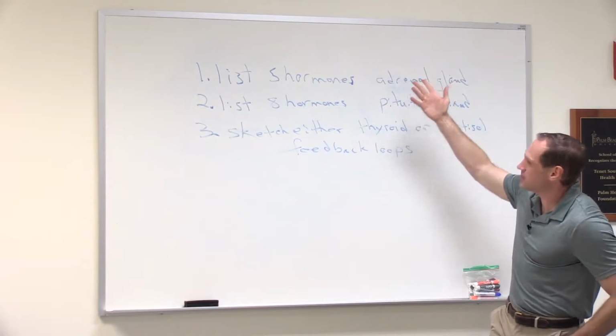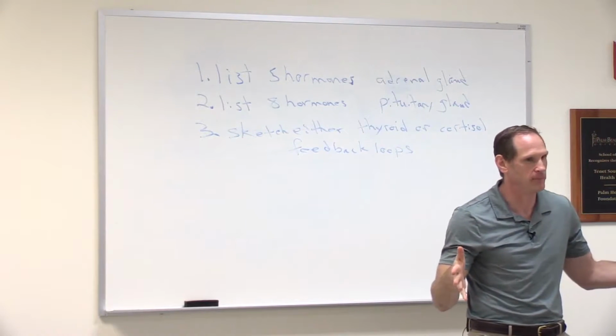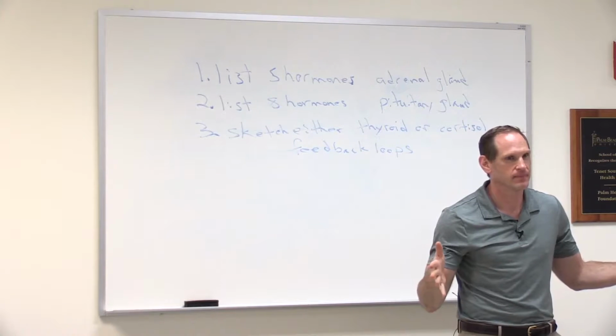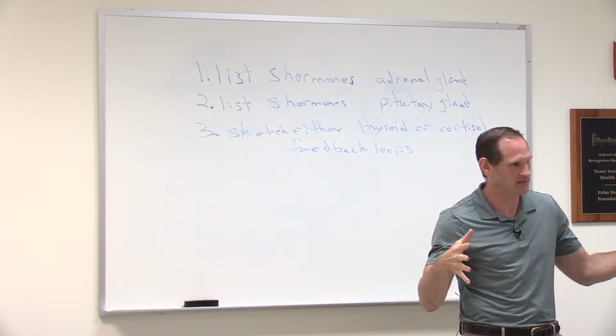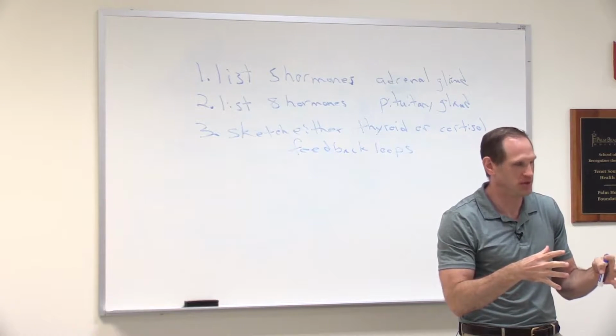List 5 hormones from the adrenal gland. We have epinephrine and norepinephrine. Which part of the adrenal gland do those come from? The middle part or the outer part? The middle. What's the name for that? The cortex? The medulla.